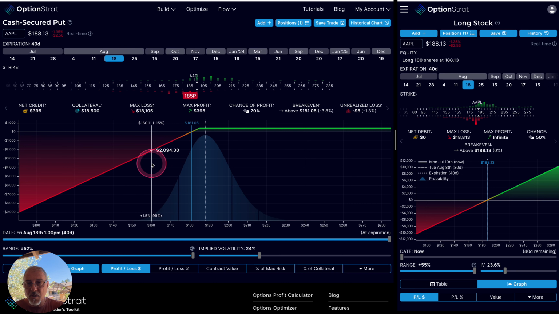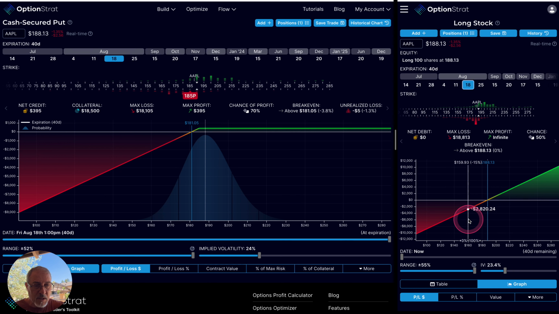If we go down to 160, we're going to be down $2,094. Over here, if we go down to 160, we're going to be down $2,820. So we're going to be down a little more money here, because here again we have this credit we took in that offsets the loss that's occurring in that stock.